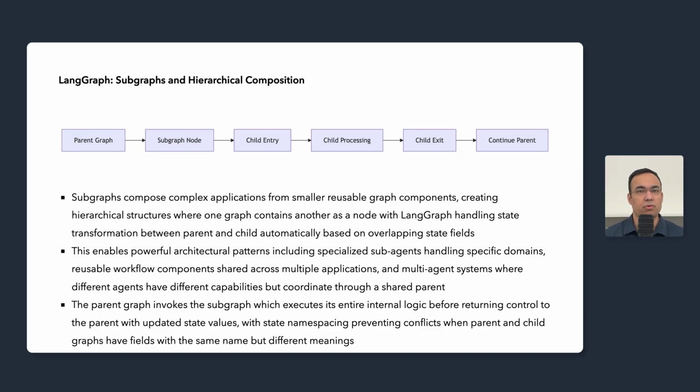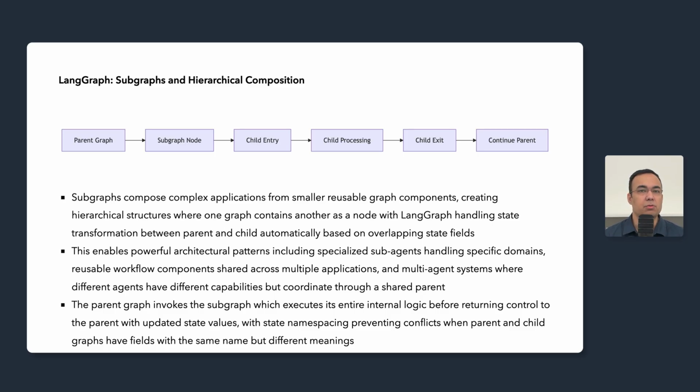Fields with the same name flow naturally between the two levels. This enables some powerful architectural patterns that help you manage complexity. You can create specialized sub-agents that can handle specific domains, like one agent that's expert at database queries and another one that's expert at document analysis. Each can be developed and tested independently.